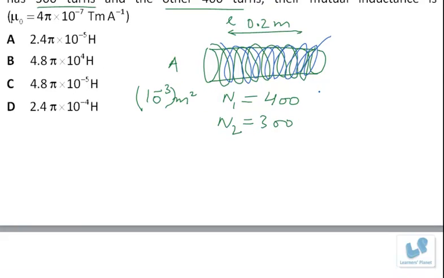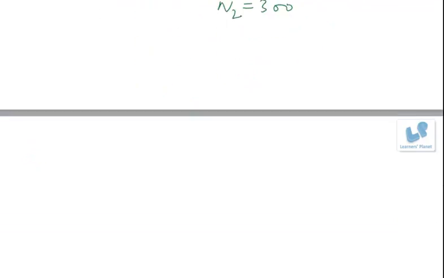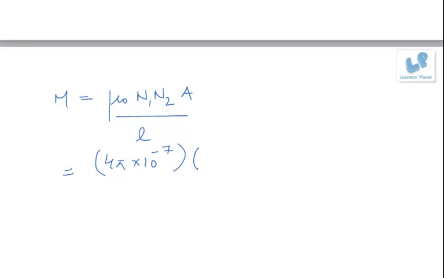Now if we assume that there is perfect coupling between the two solenoids, then the mutual inductance M is given by mu naught N1 N2 A by L. Now the value of mu naught is 4 pi into 10 to the power minus 7. N1 is 300, N2 is 400. Cross sectional area is 10 to the power minus 3 and length is 0.2.